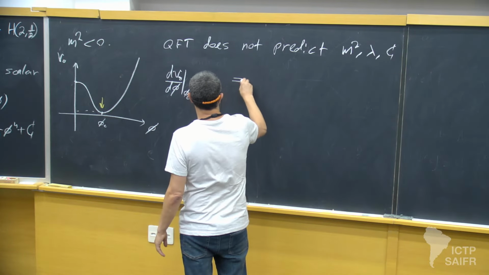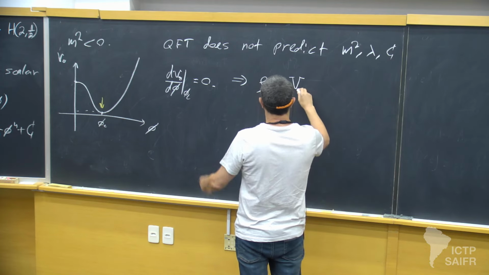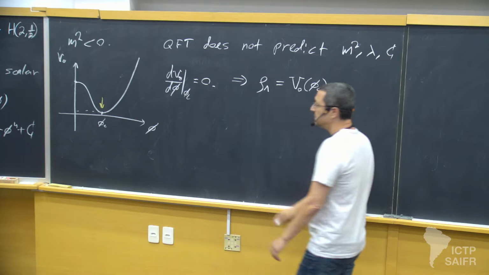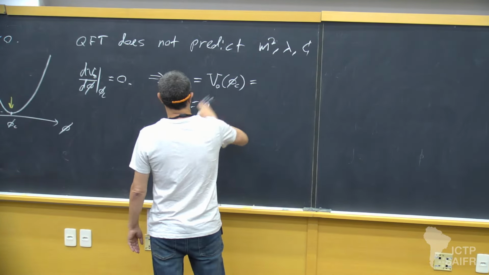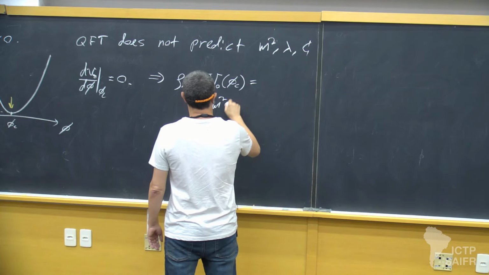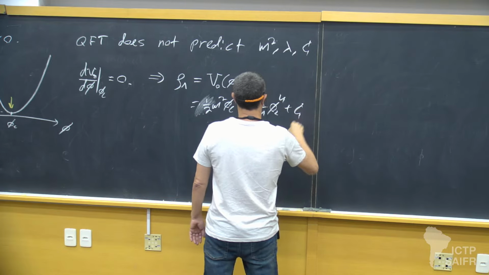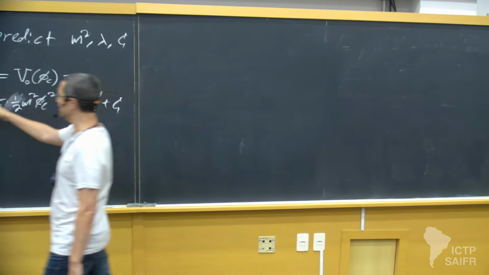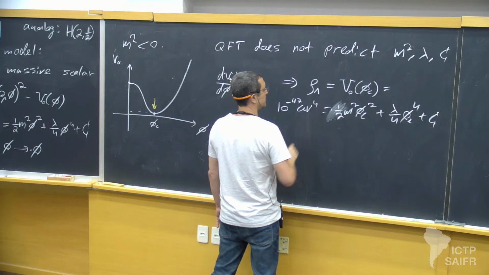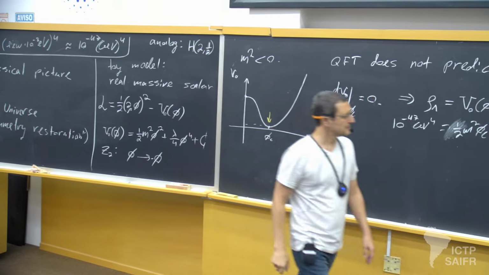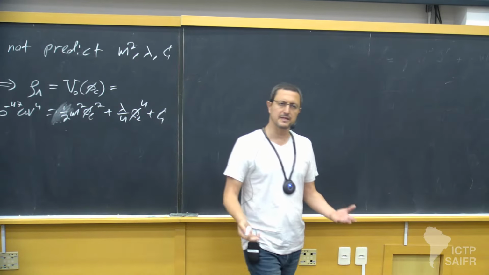So this theory says that rho lambda is just equal to the potential V0 at phi c, which is, right, half m squared phi c squared. And this object just happens to be 10 to the minus 47 GeV to the 4. Awesome. Let's calculate what the thing on the right is. We can't predict it, but it has been measured.